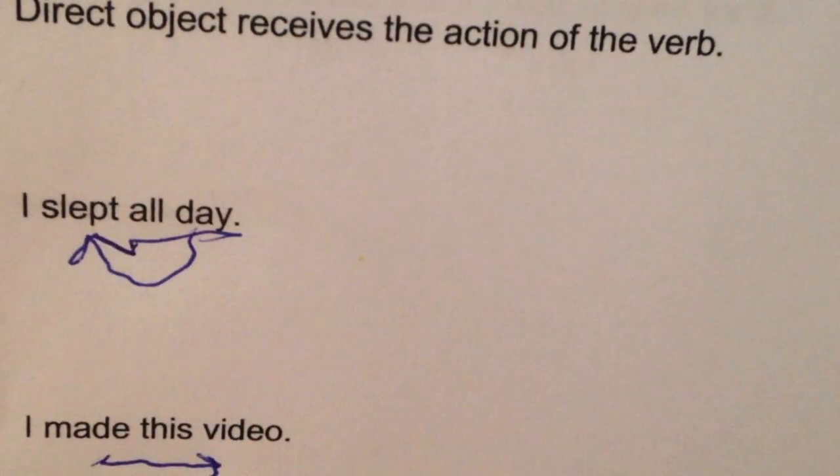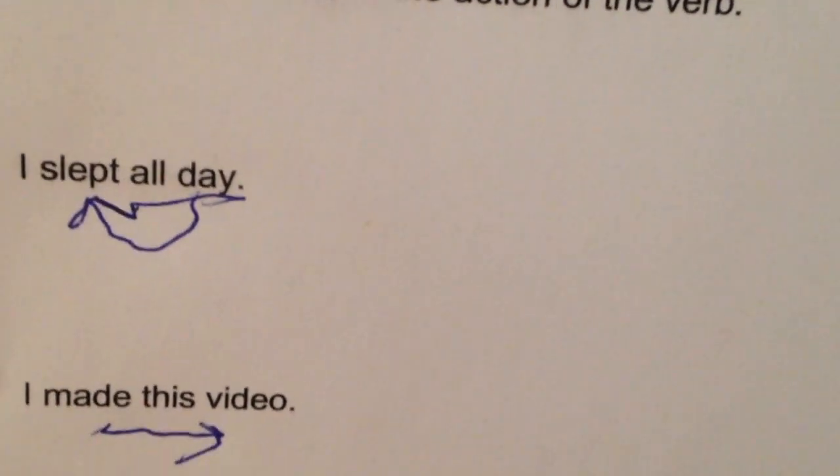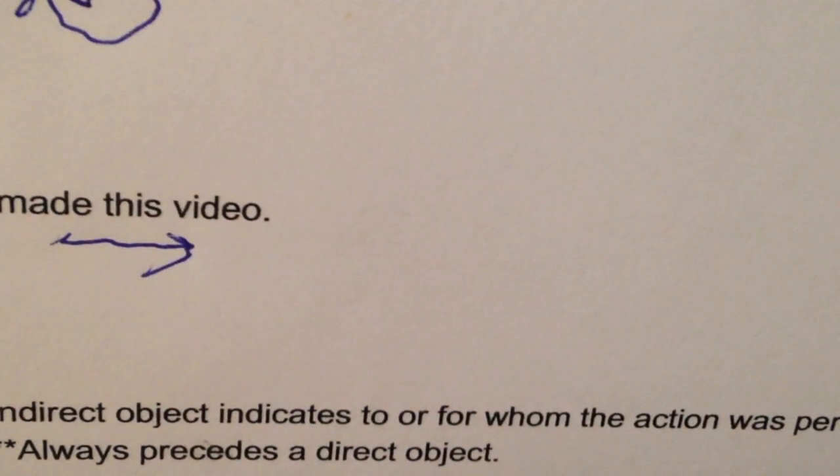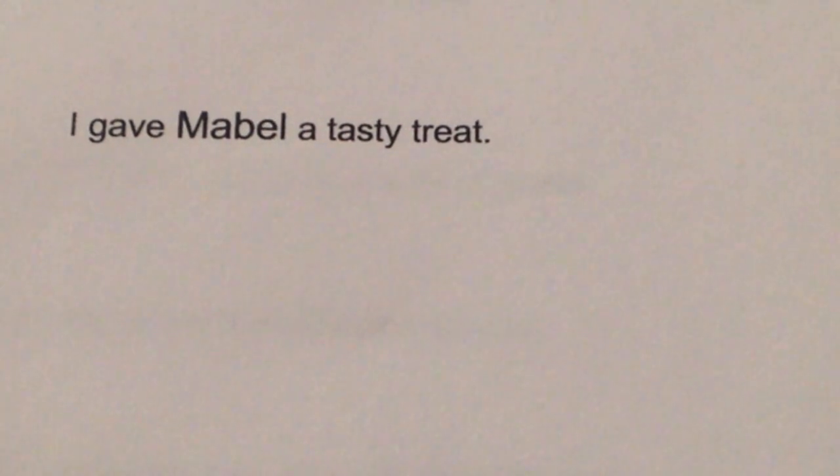Now let's talk about indirect objects. Indirect objects indicate to or for whom the action was performed. And if an indirect object exists, it will always precede the direct object. In the sentence, "I gave Mabel a tasty treat," notice that what I gave was a treat, which would be my direct object. I gave it to Mabel, so she would be my indirect object.